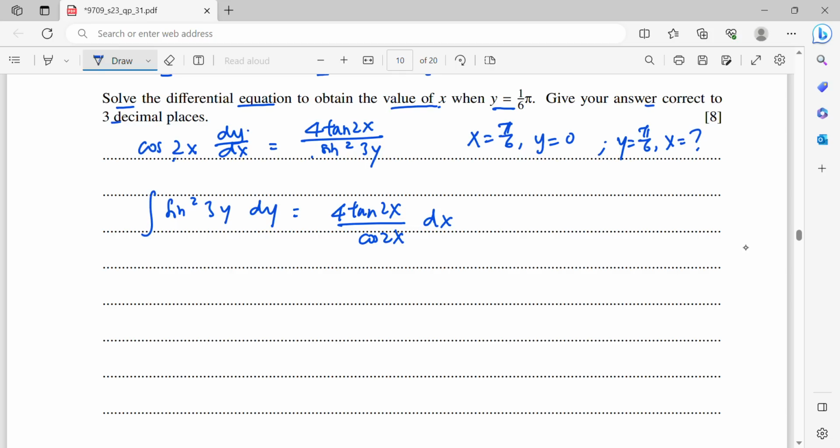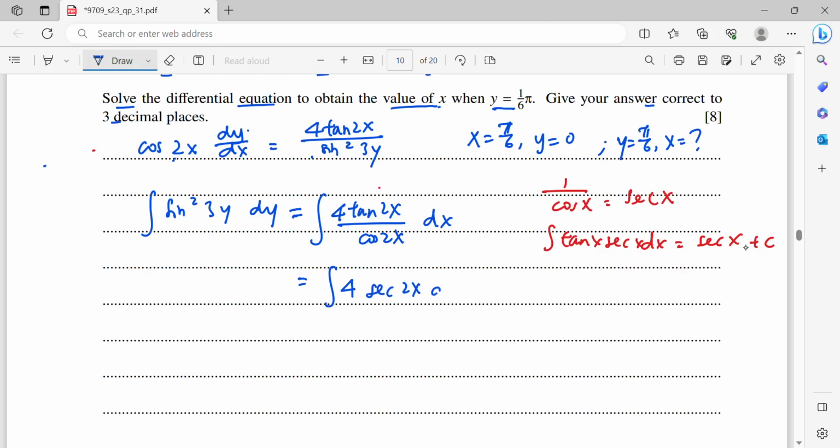After that, integrate both sides. For the right hand side, tangent 2x over cos 2x, we know that 1 over cos x is secant x, and we are able to integrate tangent x secant x, so it will be secant x plus c. For the right hand side, I'm going to change to secant first. So here 4 secant 2x.